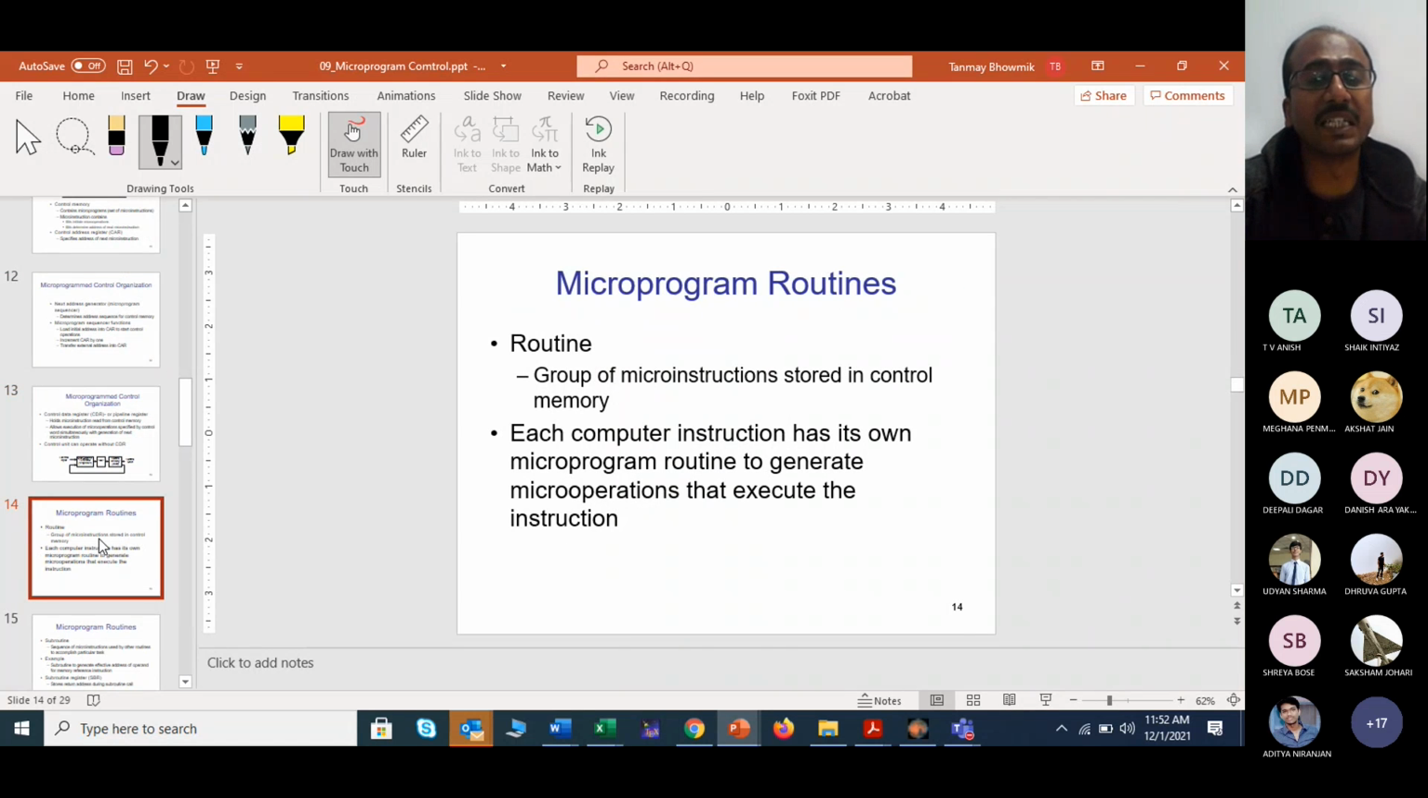So this is what we discussed till now, which was part of the previous day's discussion, and from this part, the microprogram routine is today's discussion.